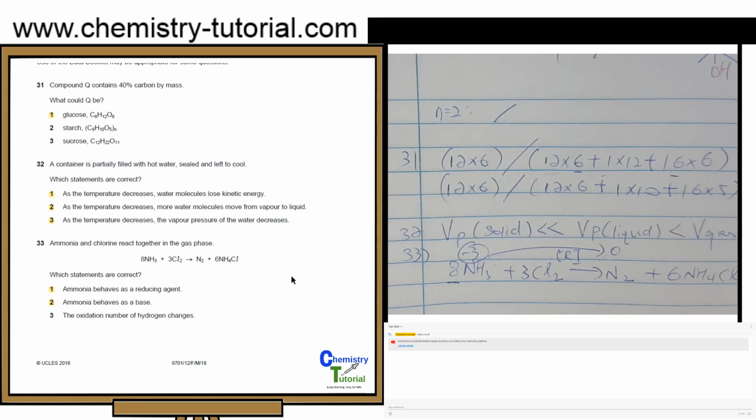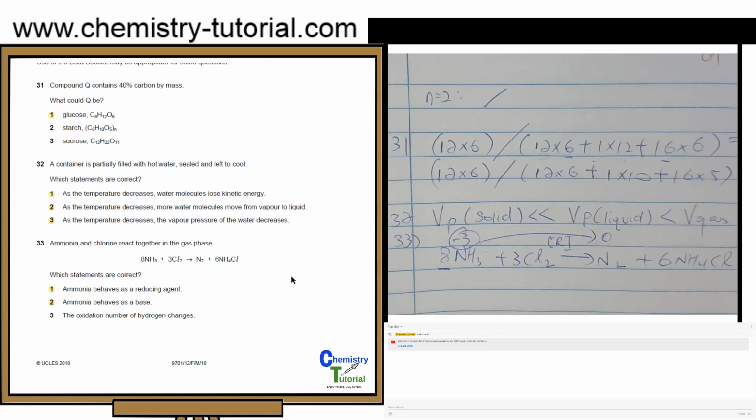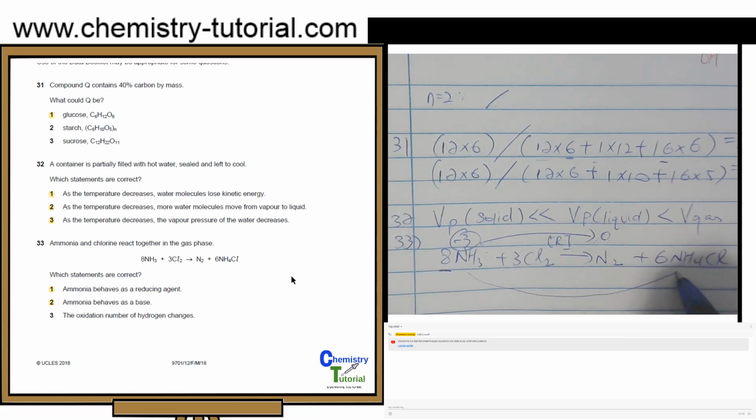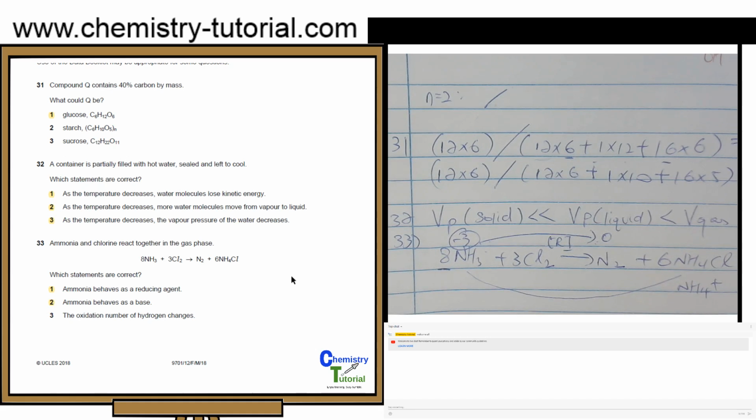Okay. Now for option 2, it behaves as a base. That's true because in this case, it's more like a Bronsted-Lowry base. A Bronsted-Lowry base will gain a proton. Well, your NH3 has gained a proton to form NH4+. So it is a base.